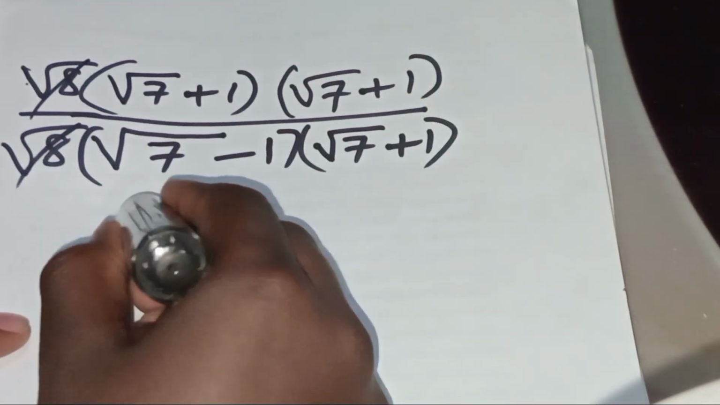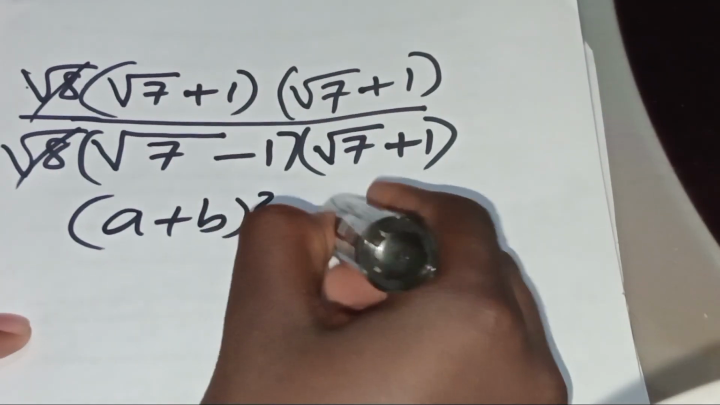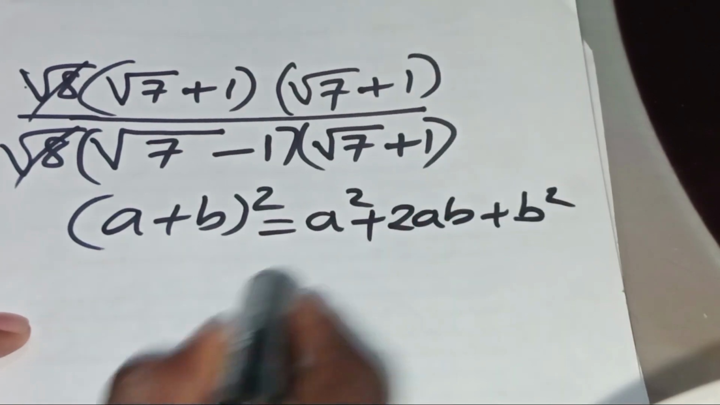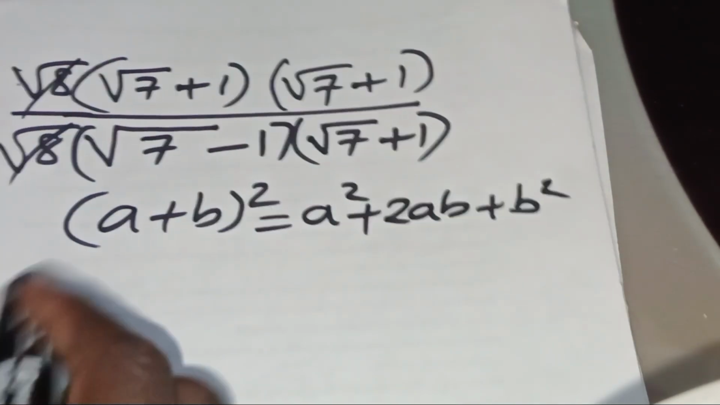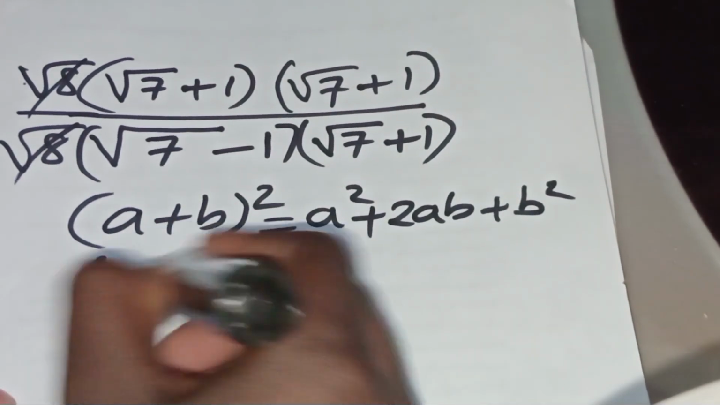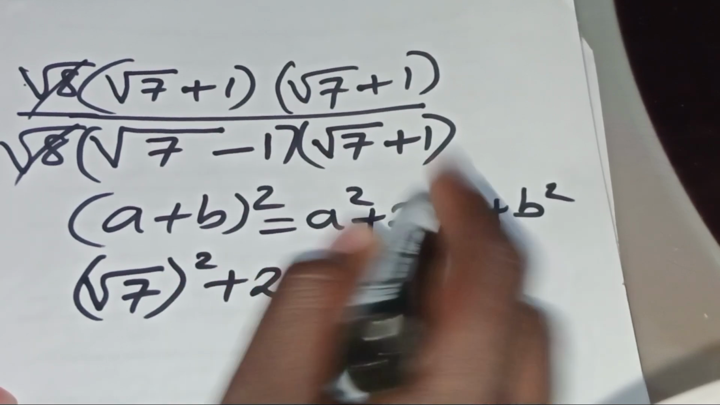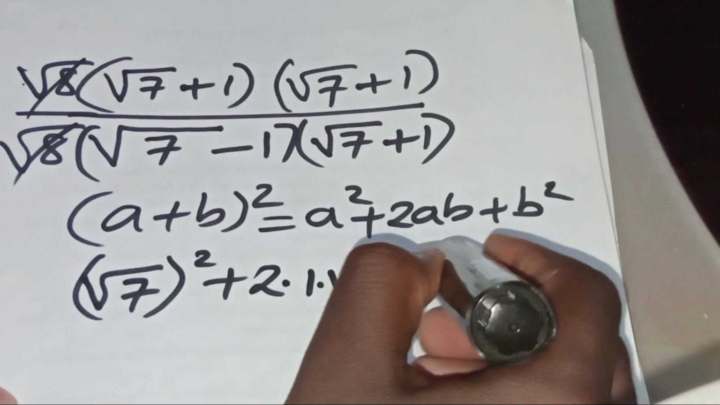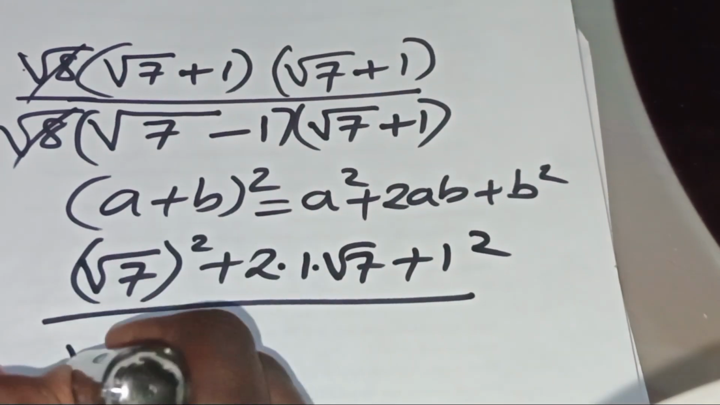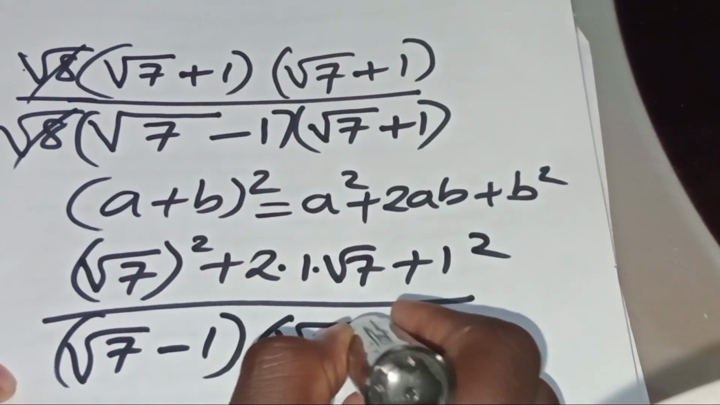And this is in the form of a plus b squared, which we can express as a squared plus 2ab plus b squared. So applying this algebraic identity, we'll have the square root of 7 squared plus 2 multiplied by 1 multiplied by the square root of 7, plus 1 squared, divided by, now here we have the square root of 7 subtract 1 multiplied by the conjugate, which is the square root of 7 plus 1.